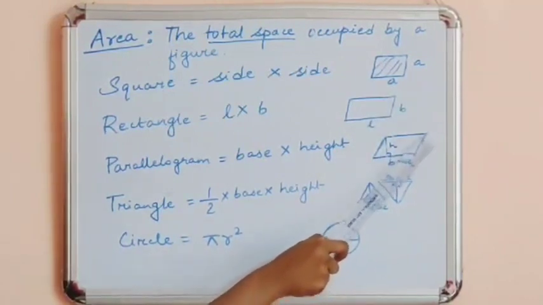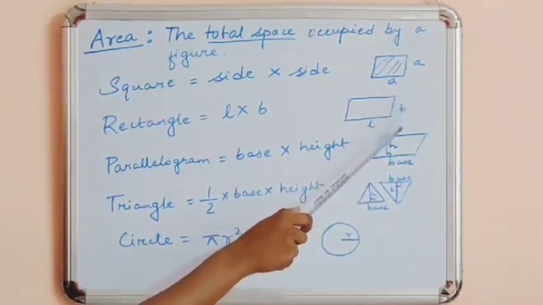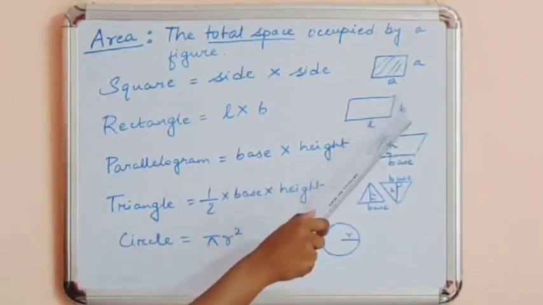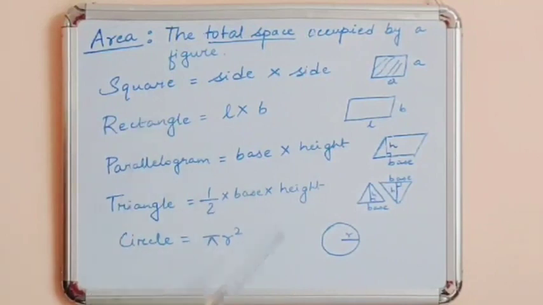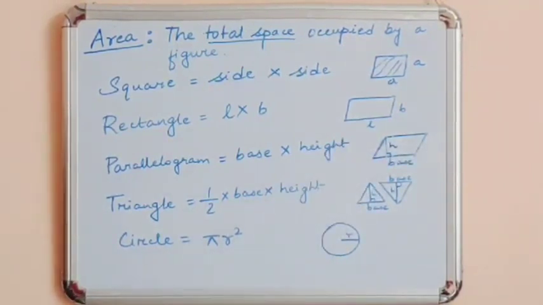Why not this side? Because here the angle was 90 degrees. So the breadth of the rectangle is actually the height of the rectangle. In the same way, in parallelogram, we do not take this side, we take the height of the parallelogram. So because of this, the formula becomes base into height.